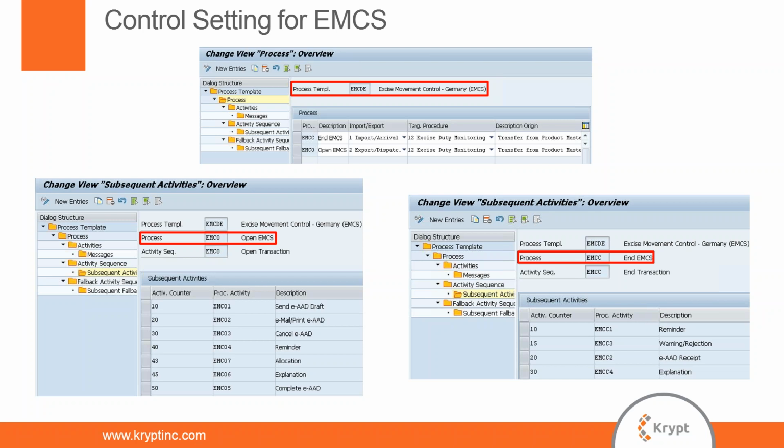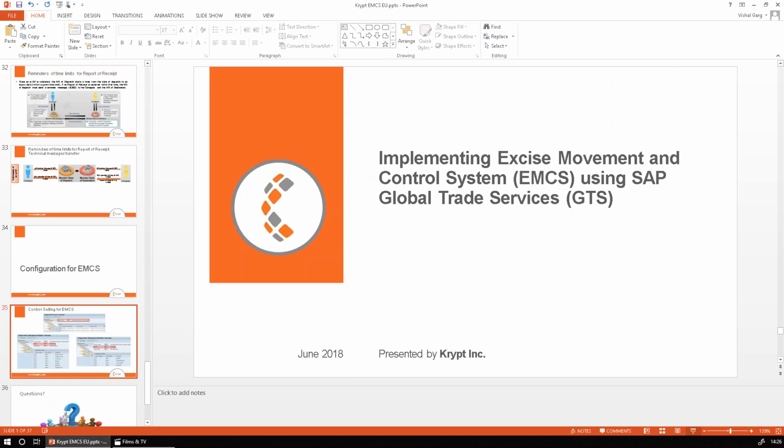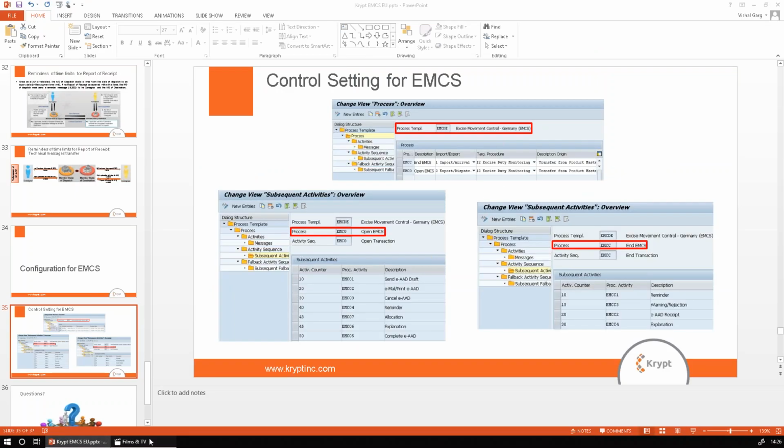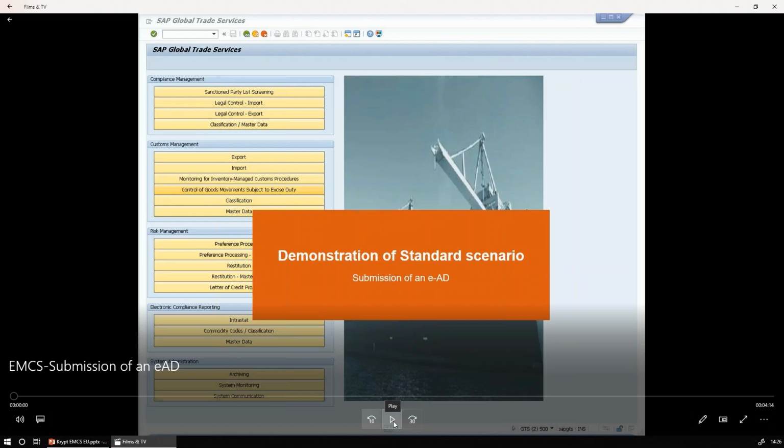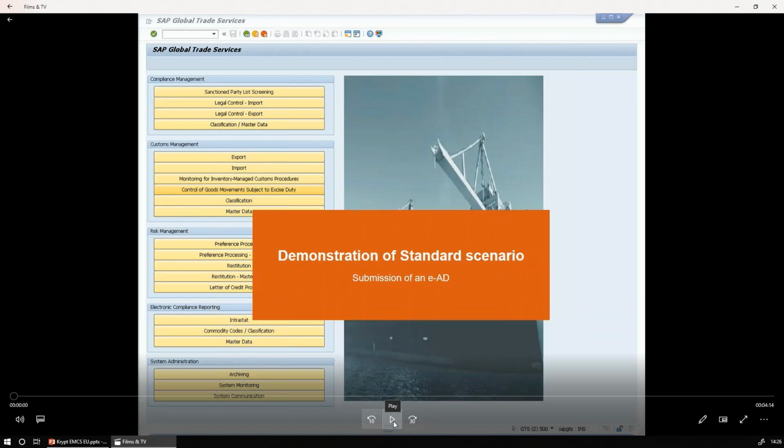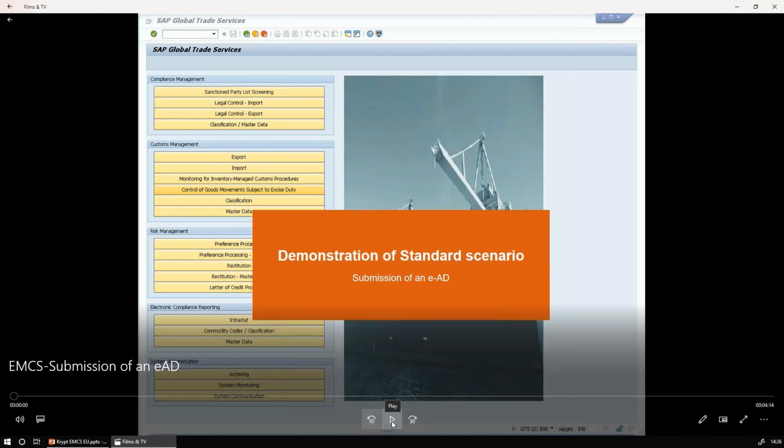Now, I will quickly show how these documents move from the consignor to the member state, and how the messages are created, how the documents are created and sent across to the member state. So this is just a quick demonstration of how to submit an electronic administrative document.